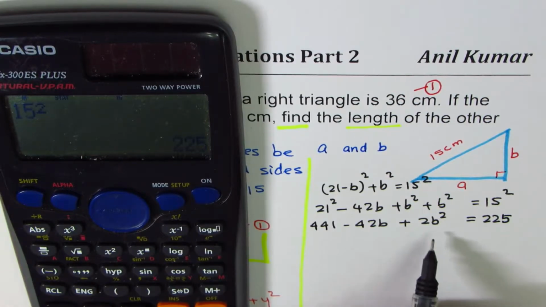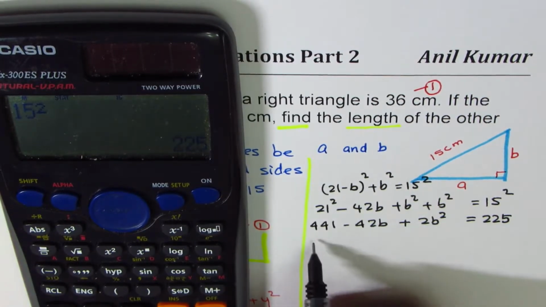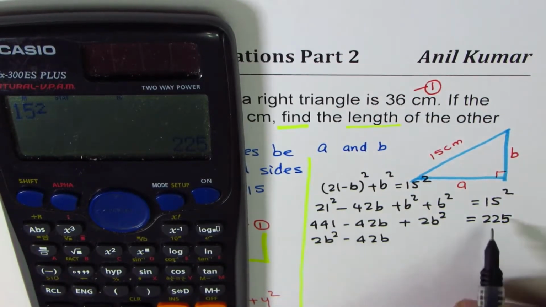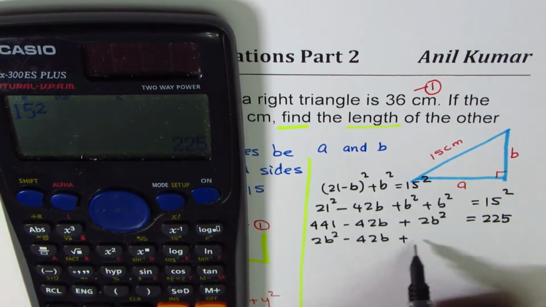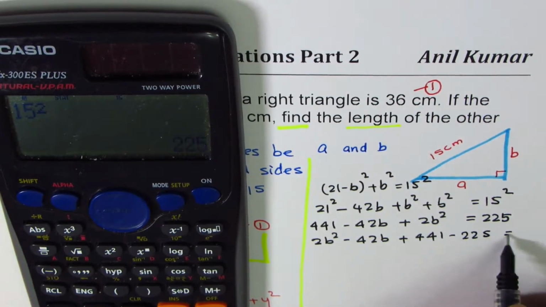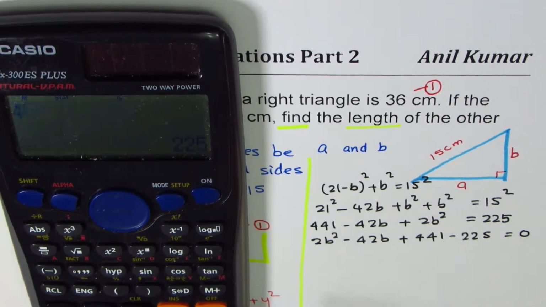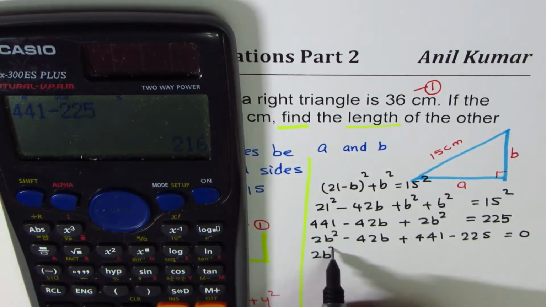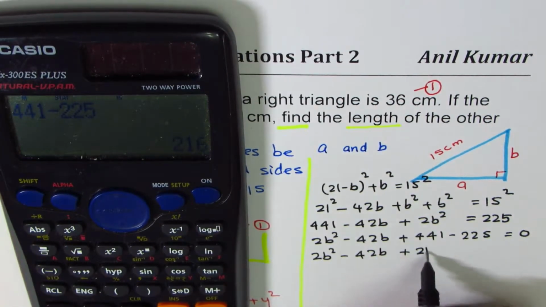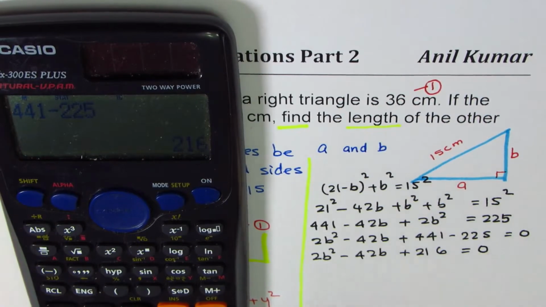Now we have a quadratic equation in b. We can rewrite this as 2b square minus 42b, taking 225 to the left side, we get plus 441 minus 225 equals 0. Now 441 minus 225 is equal to 216. So we get 2b square minus 42b plus 216 equals 0.